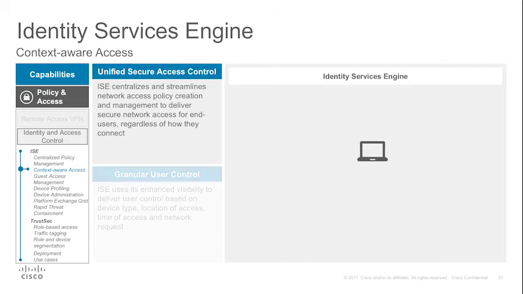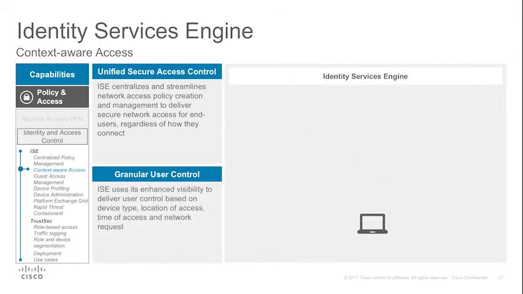ISE also uses this enhanced visibility to create granular policies by understanding who the user is. An employee using his work-provided device can access anything from on campus that he needs. However, when he brings his personal tablet into a meeting and tries to check on some documents from there, his access is limited.